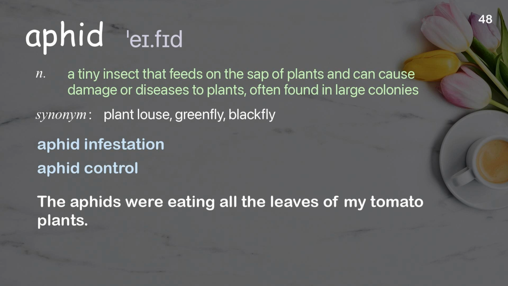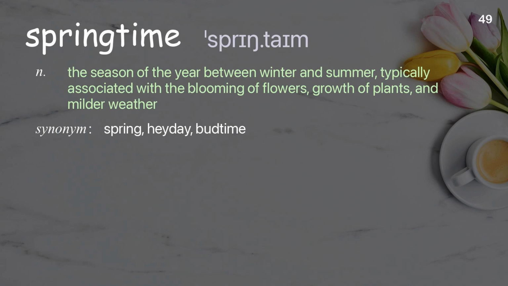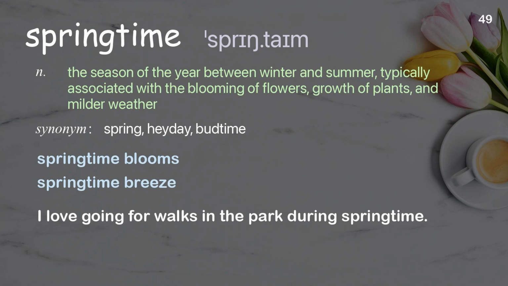Springtime. The season of the year between winter and summer, typically associated with the blooming of flowers, growth of plants, and milder weather. Examples. Springtime blooms. Springtime breeze. I love going for walks in the park during springtime.